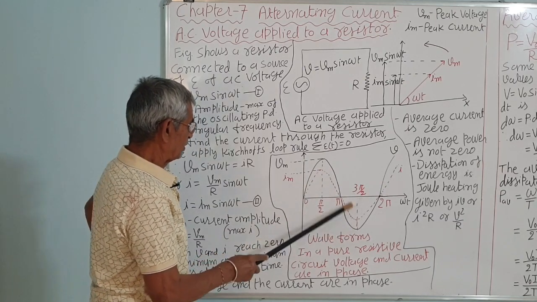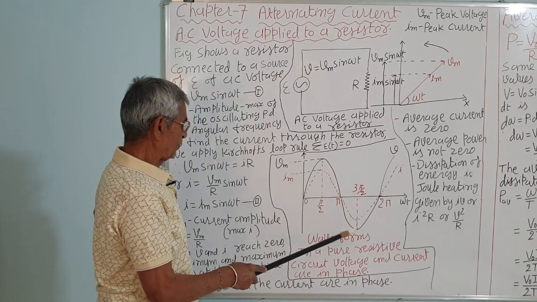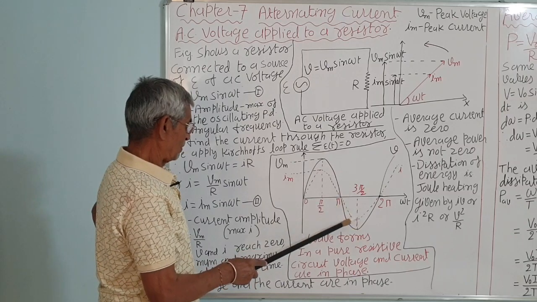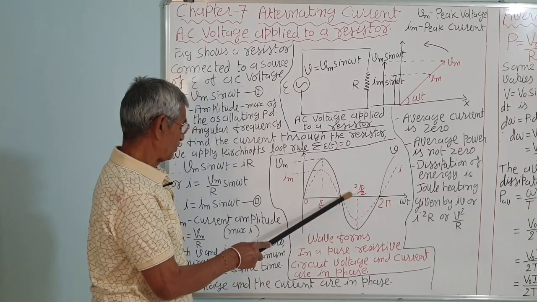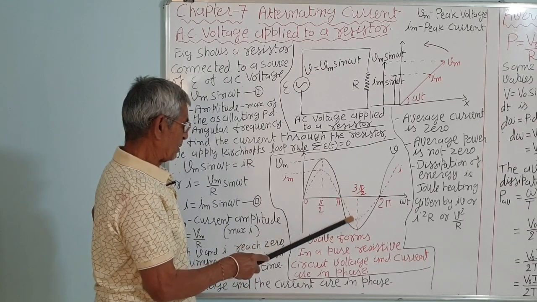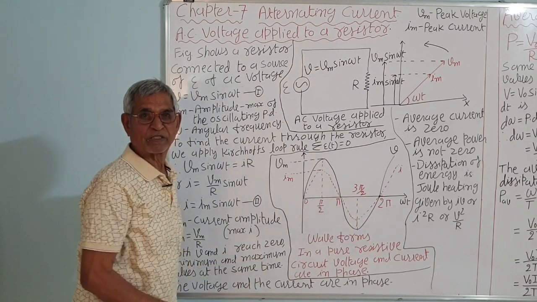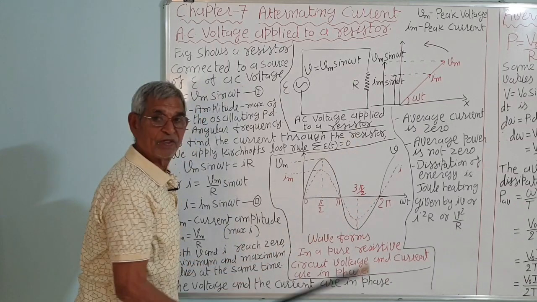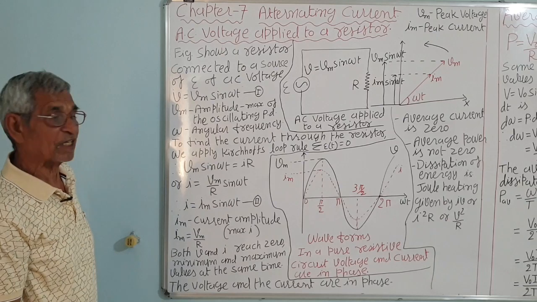Again, at 3 pi by 2 rotation, you can convert this into time period also, since 2 pi is equal to T. So again both are maximum but in the opposite direction. It changes direction after a half rotation, and that is why it is called AC current.